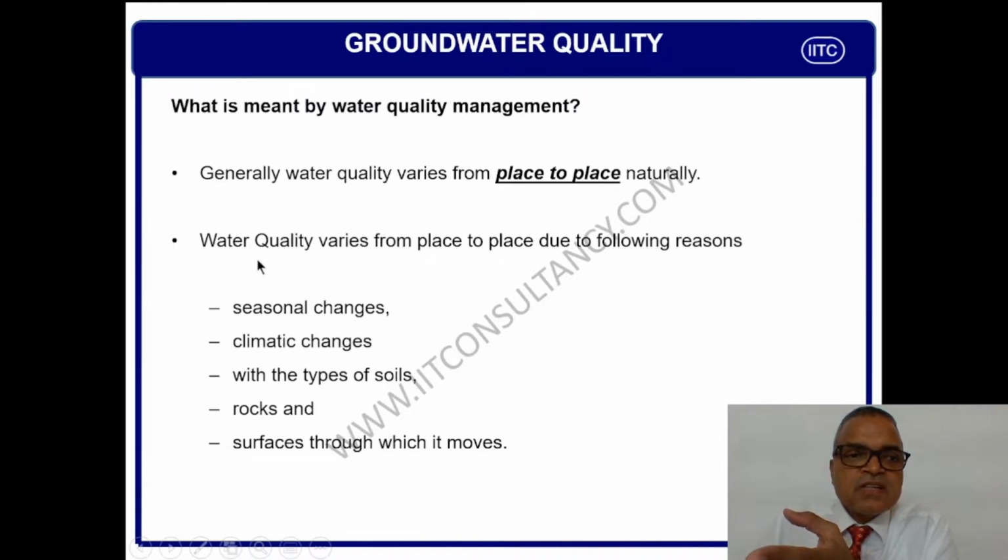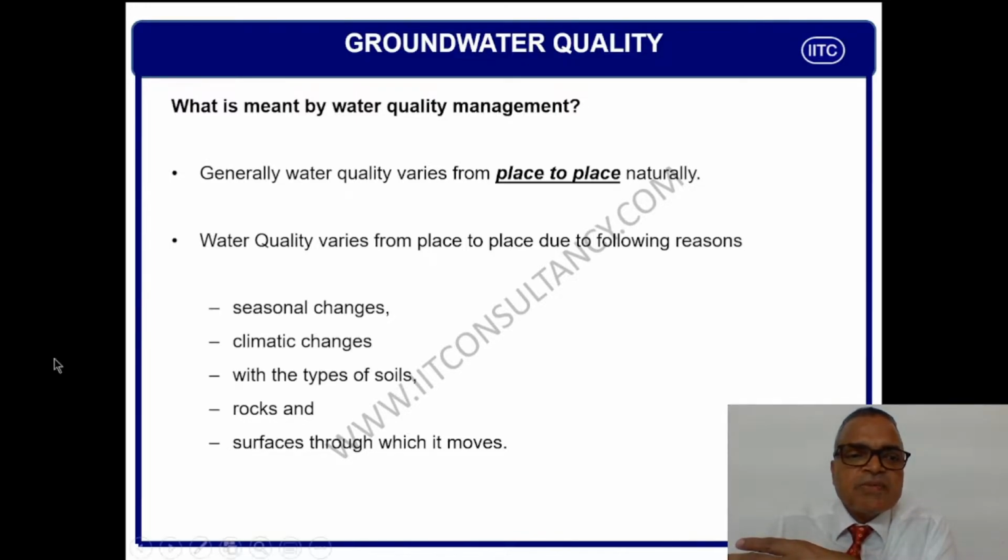So that is why we are saying that water quality varies from place to place due to the following reasons. Let us see the reasons. Seasonal changes. Maybe the seasonal changes are different from place to place. Maybe climatic changes. Maybe you have a heavy summer, or a light summer. There is a severe cold, or a light cold. There is aggressive rainfall or monsoon, or a weaker monsoon.